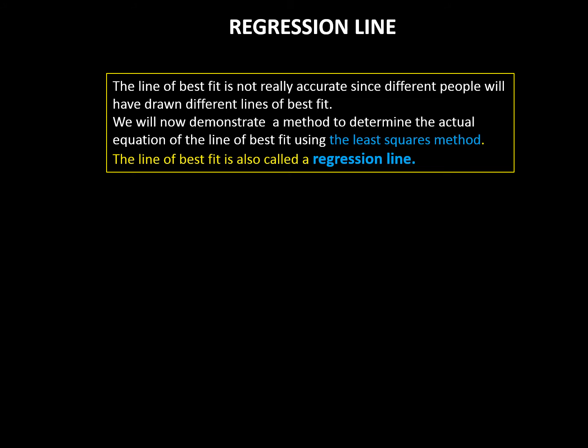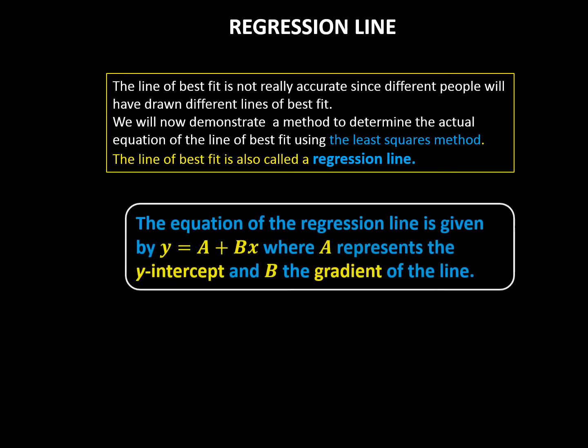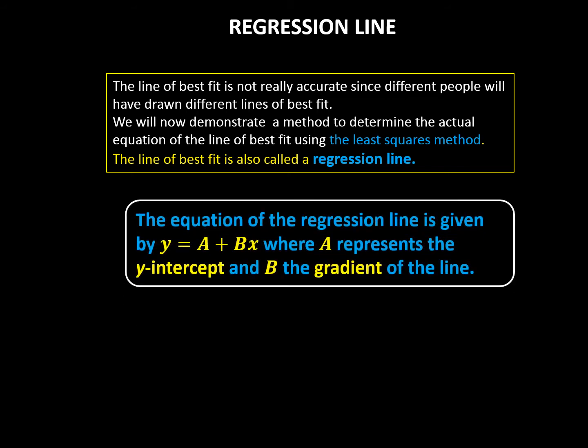The line of best fit is also called a regression line. So we learn about the regression line in grade 12 using the calculator. The equation of the regression line is given by y equals a plus bx. You will see that also in the calculator. A represents the y-intercept and b is the gradient of the line, like mx plus c.